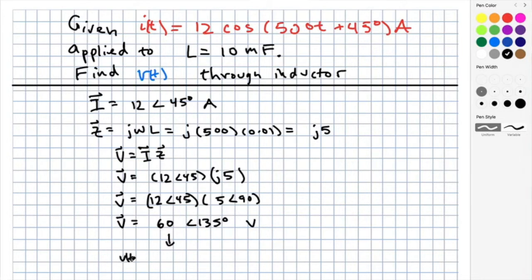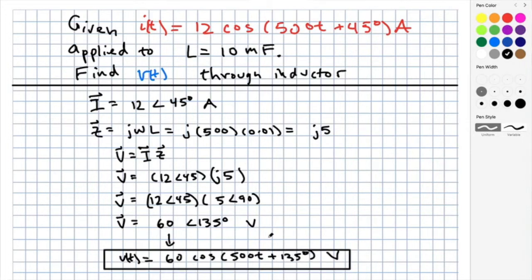However, we are not done. We have to convert this back to the time domain, which is simply v(t) equal to 60 cosine(500t + 135 degrees) volts.